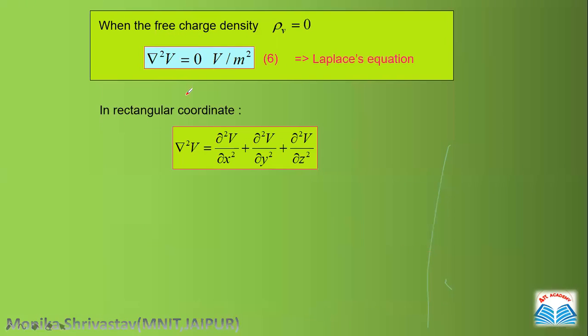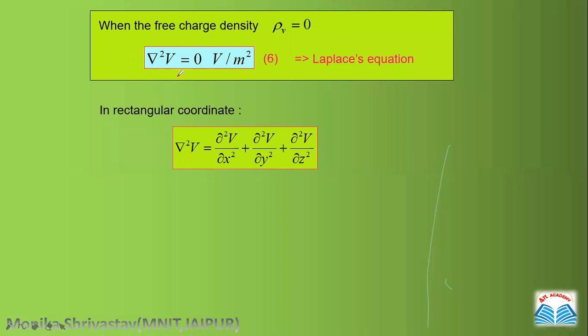So, a minor difference between the two equations, Poisson equation and Laplace equation. What is Poisson's equation? Poisson's equation is del 2 V equals minus rho over epsilon, and Laplace equation is for the fields having no free charge density. That means rho v equals 0. So del 2 V equals 0.